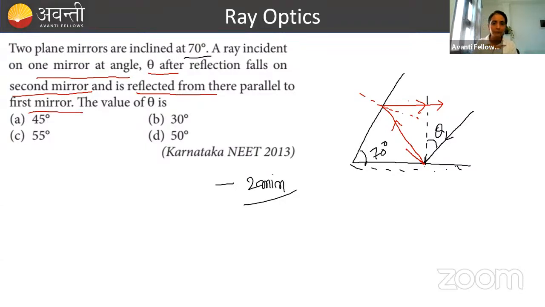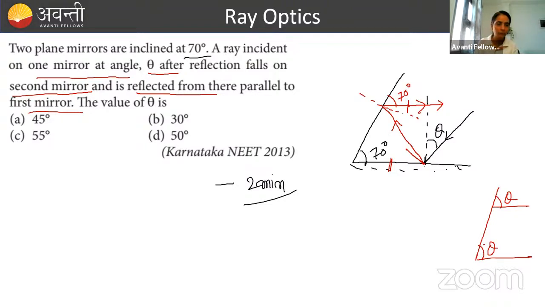Now, if this line is parallel to this line, then this angle will become 70 degrees by correspondence angle. Okay? If there is a line like this and there are two parallel lines like this, if this angle is theta, this will also be theta, right? So if this is 70, this will be 70.